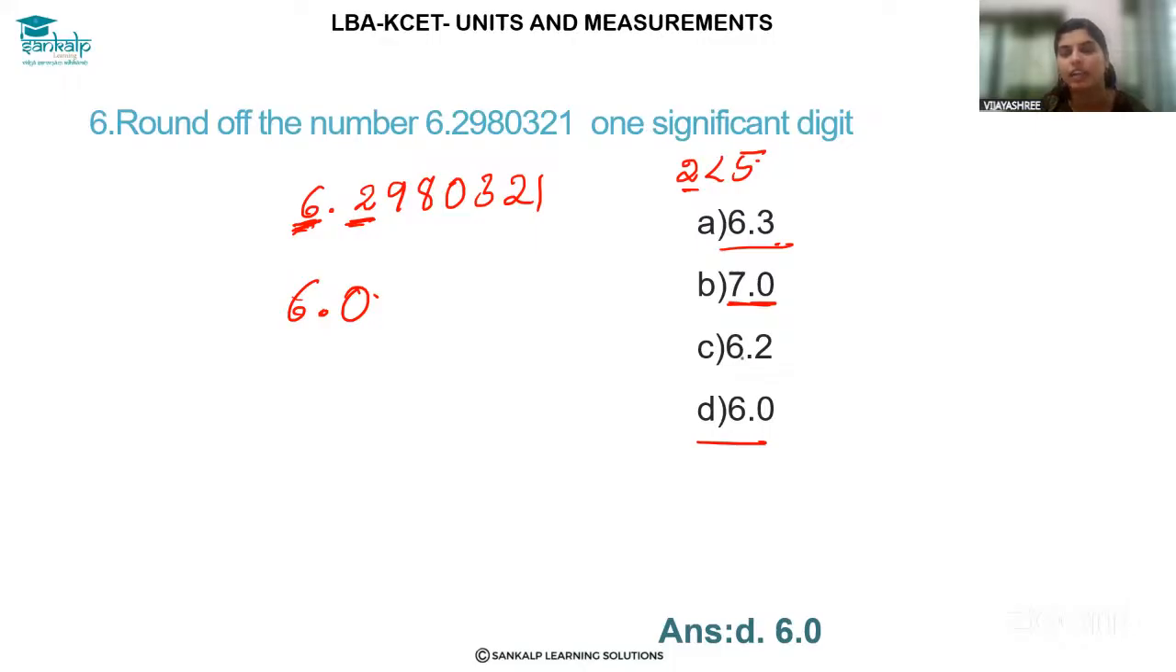6.2. Again here, they have rounded it off to 2 significant digits. So this is not the answer. So option D is the correct answer. Thank you.